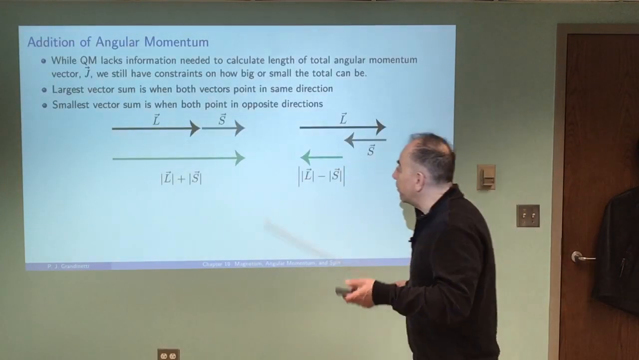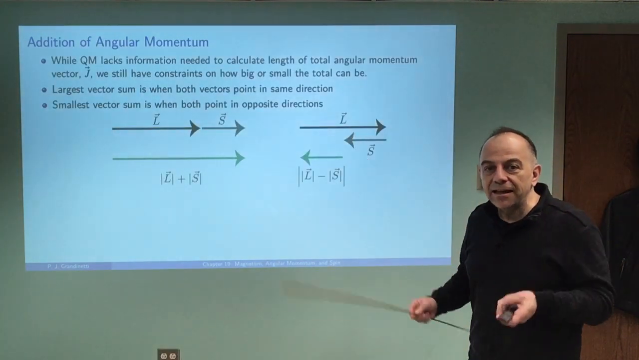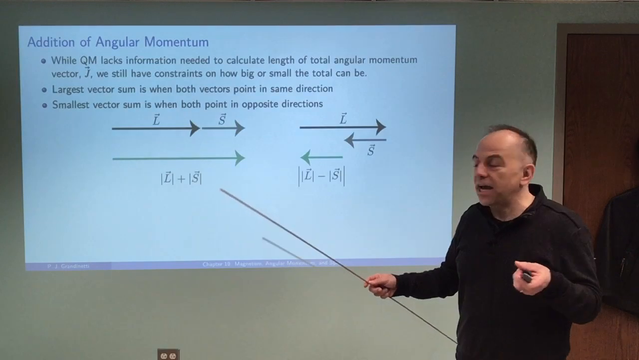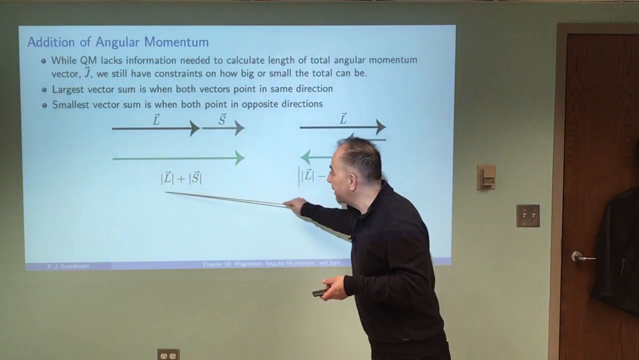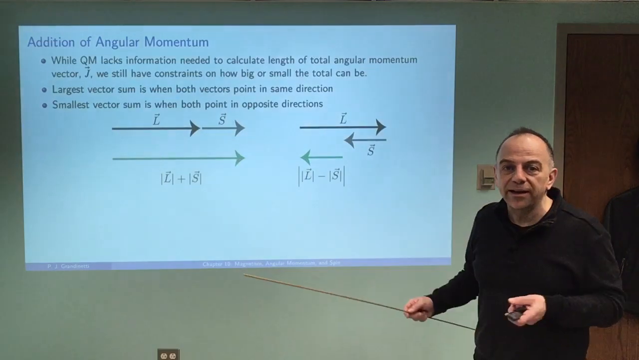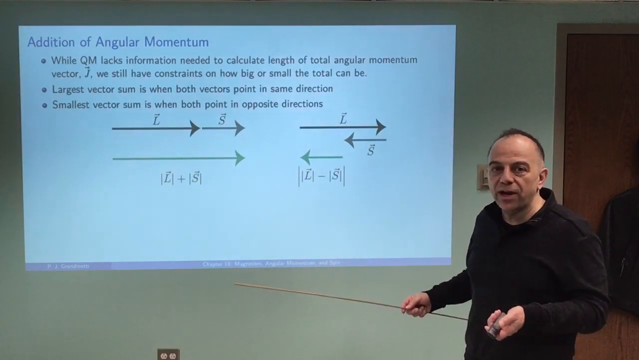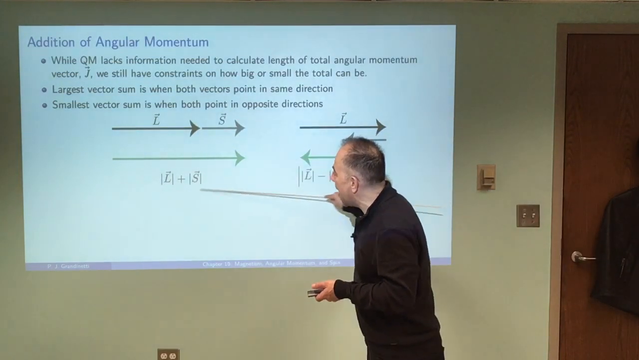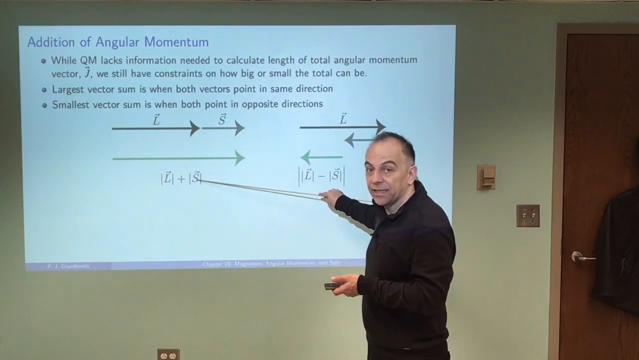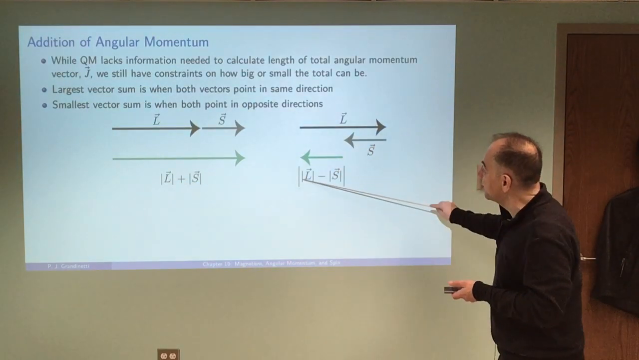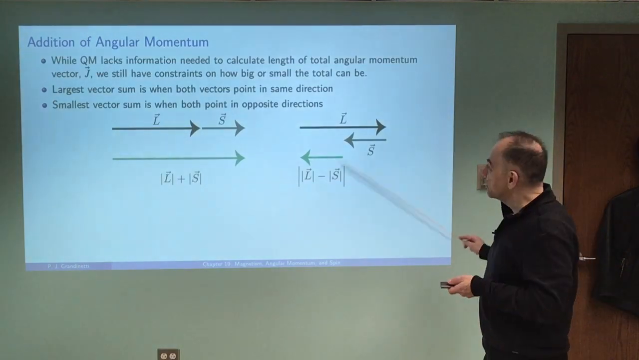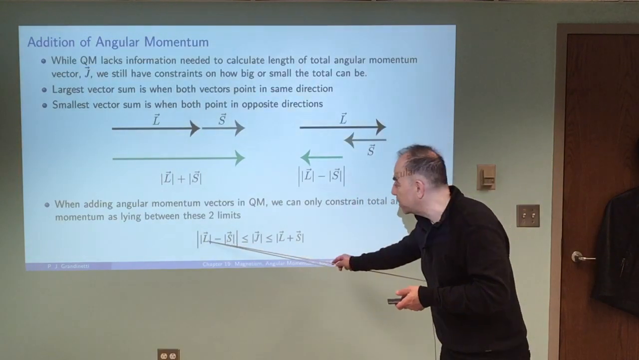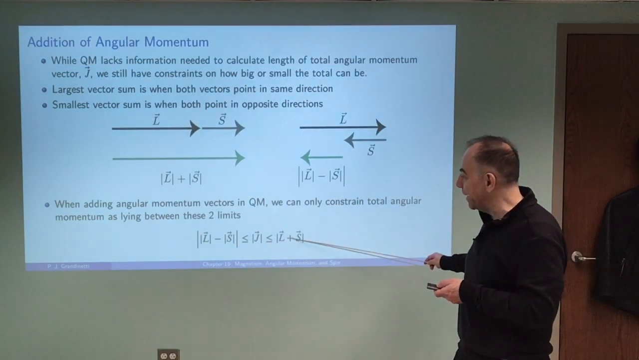So what do we know? Well, we do know that the total angular momentum can only be as large as these two vectors put end to end. In other words, we can't have any arbitrary value for the total length. It has to be constrained by these two limits. So when the vectors are end to end, the maximum it could be is the length of L plus the length of S, and the minimum it could be is the difference between L and S. So these are our limits. So we know that the total angular momentum vector has to be between these two limits in quantum mechanics.